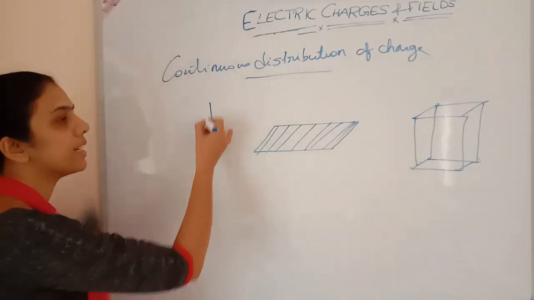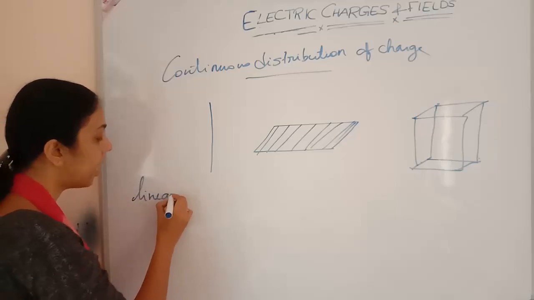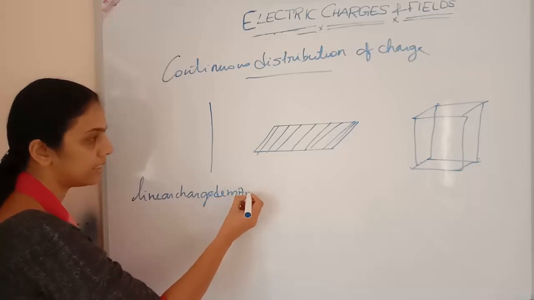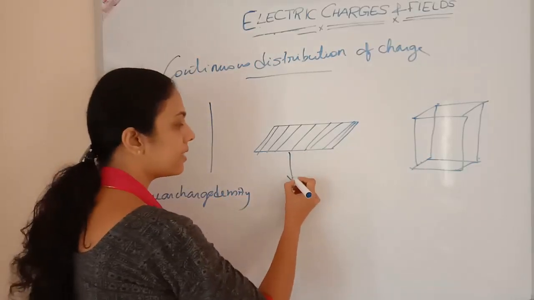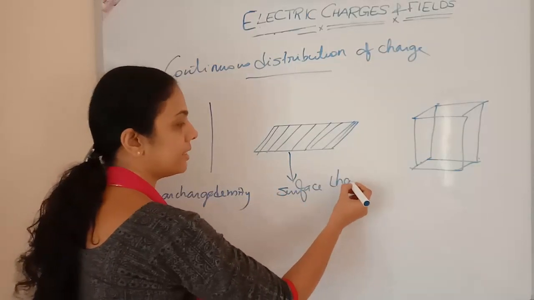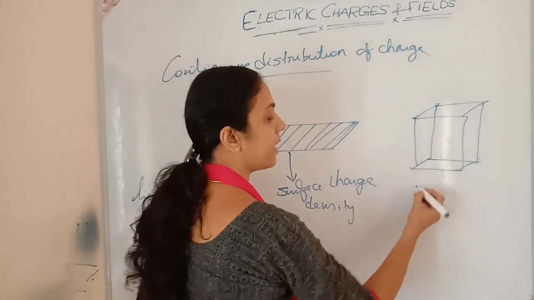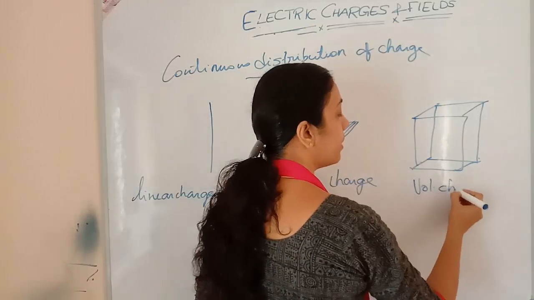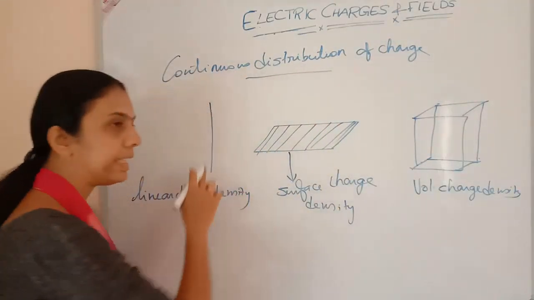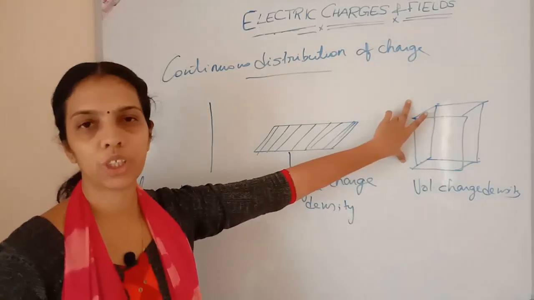So if it is a line element, we will find out the linear charge density. In the case of a surface, we will find out the surface charge density. And in this case of volume, the volume charge density. Okay, clear? So this is linear charge density, this is surface charge density, this is volume charge density.